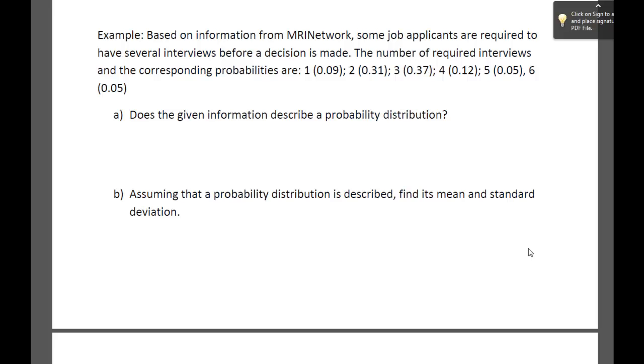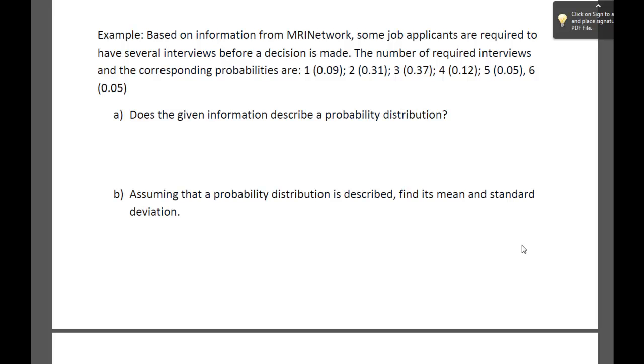Okay, based on information from the MRI network, some job applicants are required to have several interviews before a decision is made. The number of required interviews and the corresponding probabilities are 1 with probability 0.09, 2 probability 0.31, 3 0.37, 4, you see all the numbers there. Okay. Does the given information describe a probability distribution?